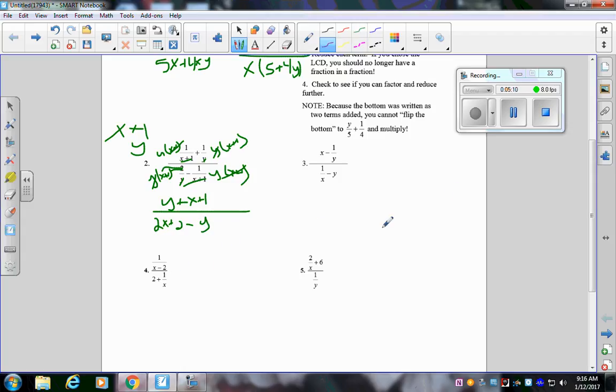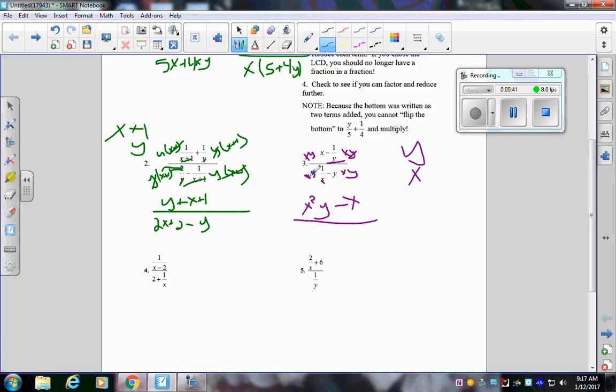All right, let's take a look at number 3. So I look at my denominators. I've got a y and I've got an x. So everything's getting multiplied by xy. All right, let's go through. So here nothing's going to cancel, so I have x squared y. All right, here the y's cancel, which leaves me with negative x, which I seem to be able to factor. We'll wait till the end.